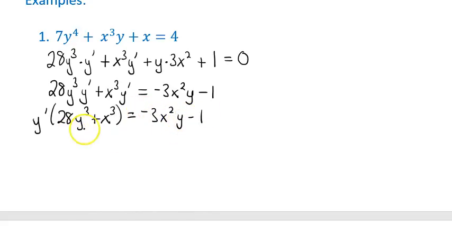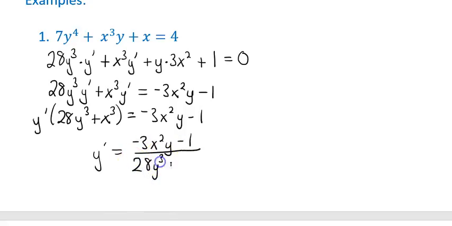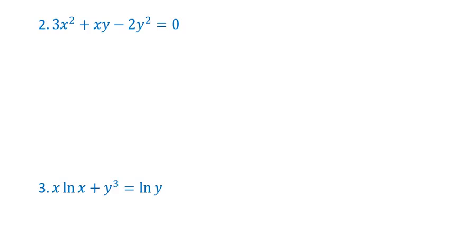And then you just divide both sides by that. So your y prime is going to be negative 3x squared y minus 1 over 28y cubed plus x cubed. Okay, so moving on to example 2. This is kind of similar.